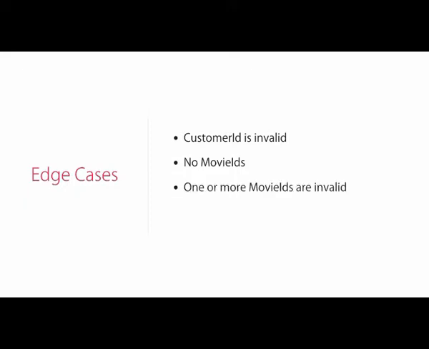Now let's think of the edge cases. What are possible edge cases here? We have 4 edge cases. Customer ID is invalid. We don't have any movies in our DTO, so the list is empty. 1 or more movie IDs are invalid. And finally, 1 or more movies are not available. Now I'm going to explore these edge cases with 2 points of view, defensive and optimistic. And there's really no right or wrong here, because it's not black or white. Different developers have different points of view, and I want you to see both views in this lecture. So let's start with the defensive view.